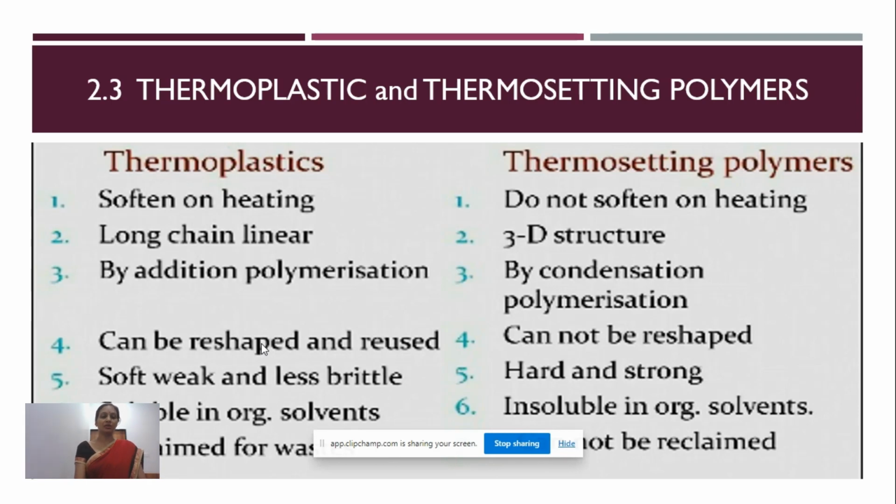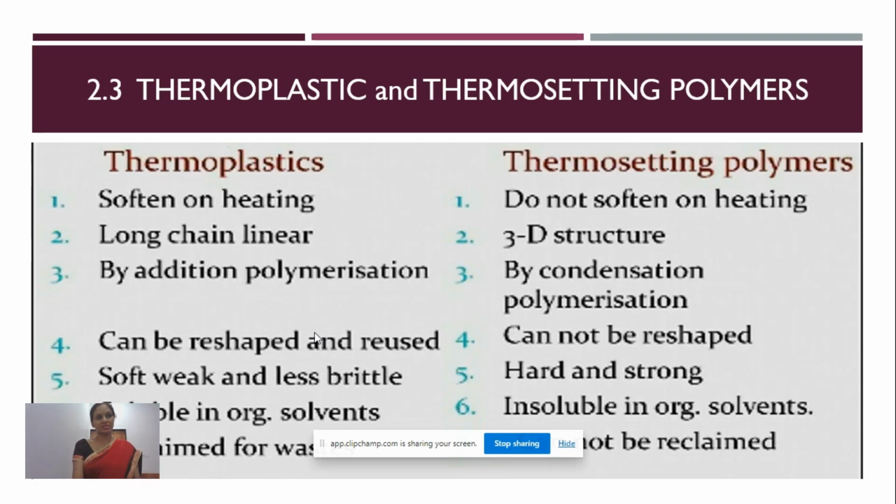Thermoplastics are long chain linear polymers. Thermosetting polymers have a three-dimensional structure. Thermoplastics are formed by addition polymerization. Thermosetting are obtained by condensation polymerization. Now tell me, what is addition and what is condensation polymerization? Addition polymerization: simply, small monomer units are adding and forming a polymer. But in condensation polymerization, small units are adding and they are eliminating a small molecule like water.